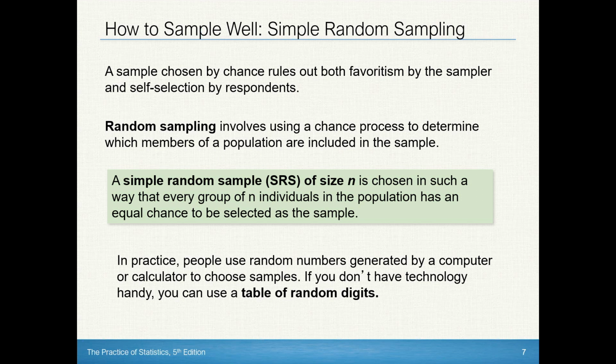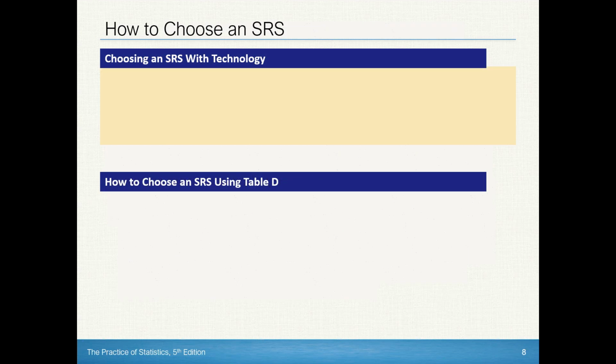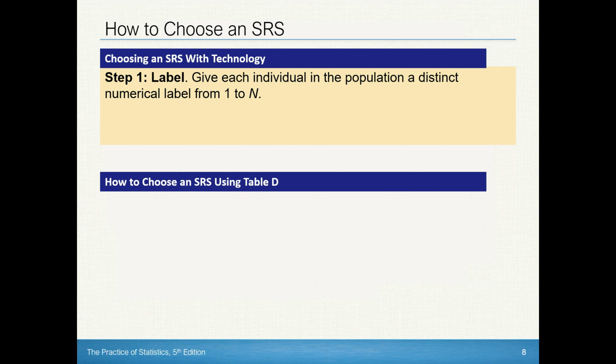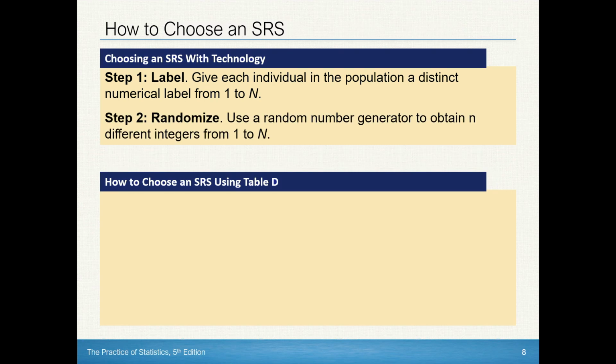In practice, people use random numbers generated by a computer or a calculator to choose samples. And if you don't have technology, you can use a table of random digits. We'll talk about that in here because they're easy to draw on so that we can understand exactly what's going on and I can make sure that you understand what's going on. So with technology, I might use a calculator such as a TI-84 and ask it to find a random integer.